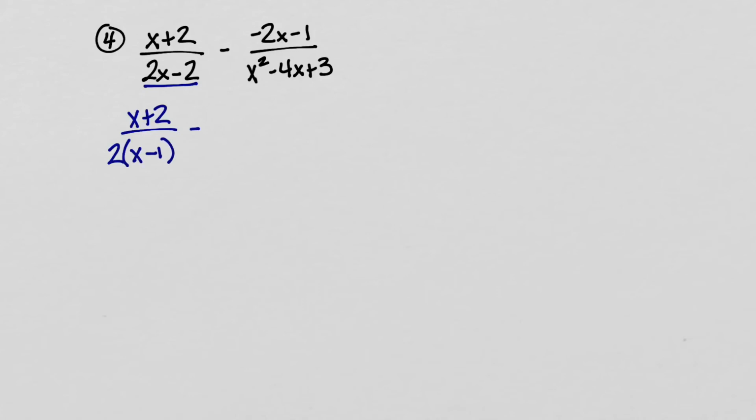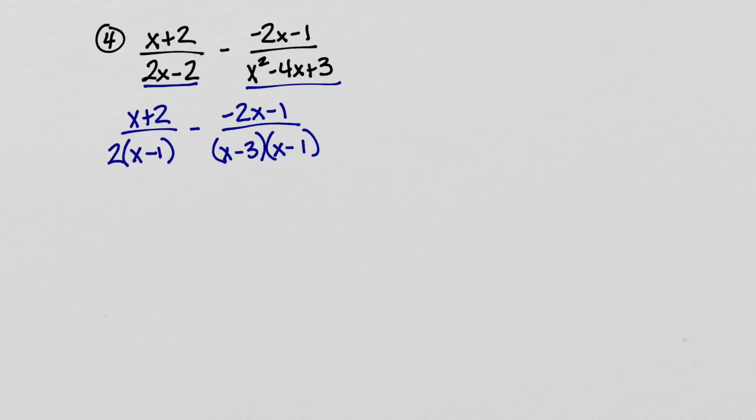Still going to have minus, and then I have a negative 2x minus 1, and I need to factor this trinomial. I know I'm going to end up with an x minus something and an x minus something, because the two negatives have to multiply to positive 3 but add up to a negative 4.